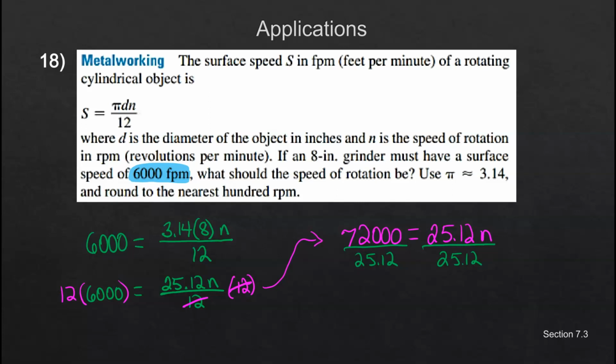And then N is approximately 2,866, and it tells us to round to the nearest 100 RPMs. So we're going to round that to the hundreds place, right? So N is about 2,900 RPMs. It sort of looks like an R.